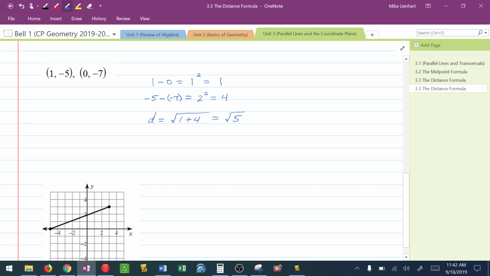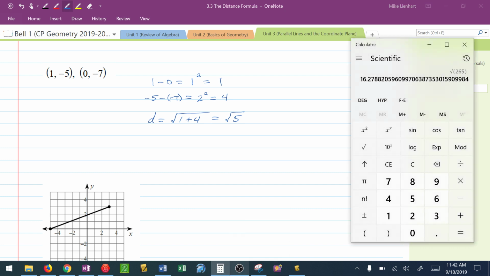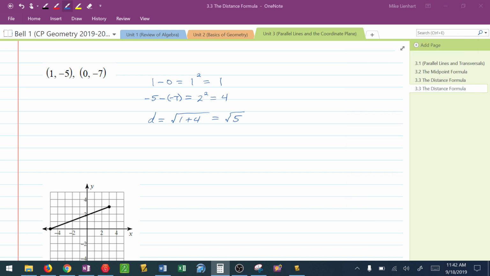Now remember, the square root of 5 is an exact value. All right? It's just an irrational number. If I need to approximate it or round it, I'm going to take the square root of 5, and this would stay at 2.2.